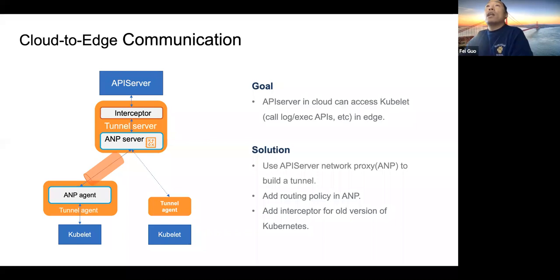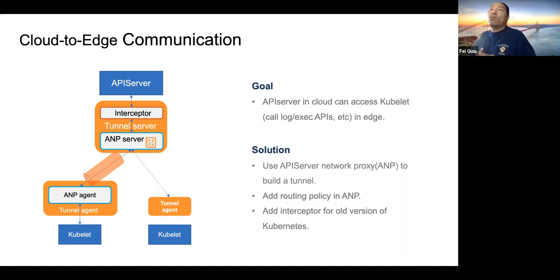The second one is the cloud to edge communication. The goal of this is that, for any reason, even if the edge nodes are placed in the internet, we still need to provide a way so that the API server in the cloud can access the edge, for example Kubernetes calling the logs and exec APIs in the edge. In general, people just introduce tunnel services. A tunnel is pretty common to resolve this problem. The only difference is that we are not implementing an in-house tunnel service.